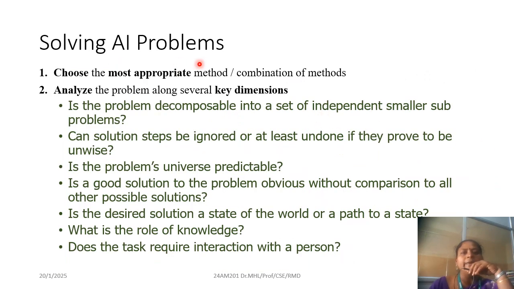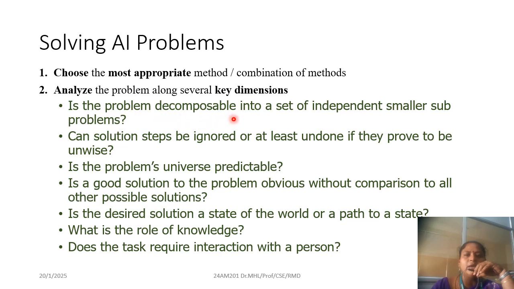So for us to solve AI problems, what has to be done? 2 things has to be done. One is choose, second one is analyze. We have to choose the most appropriate method. It could be a single method or combination of methods. Once you have chosen an appropriate method, you have to analyze the problem along different dimensions. So the key dimensions are stated down, and every dimension can be put forth as a question.